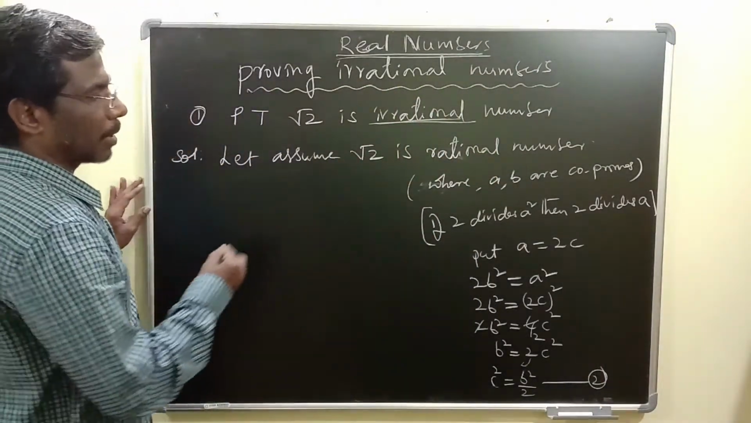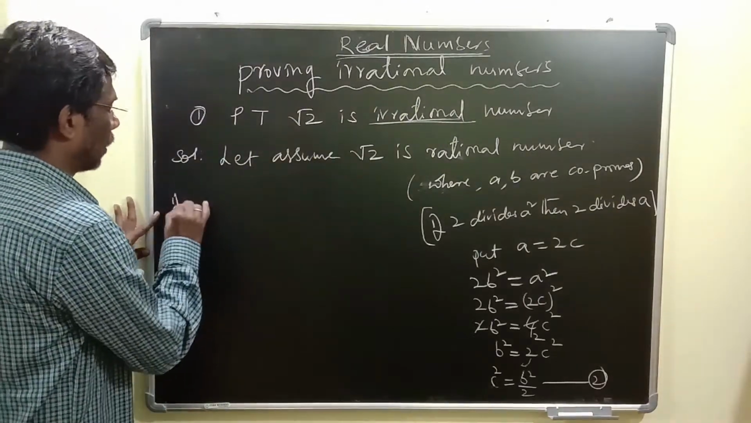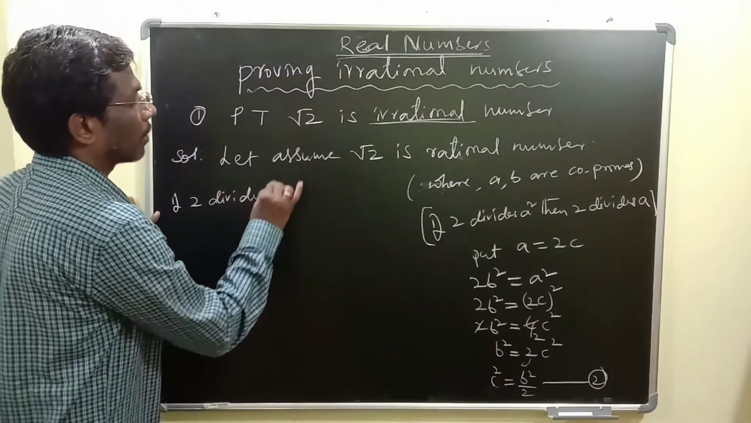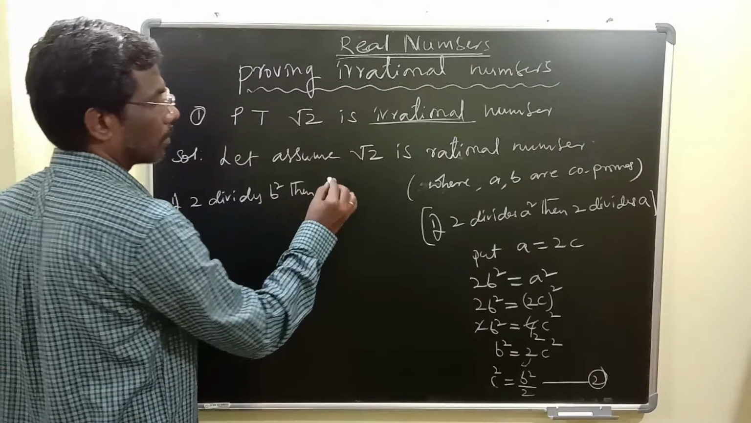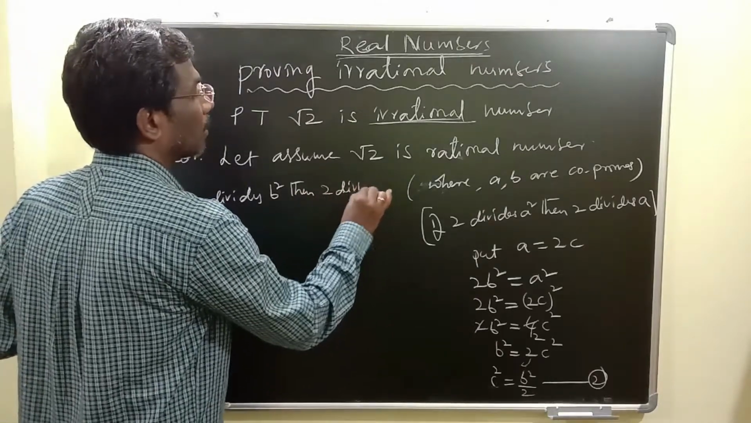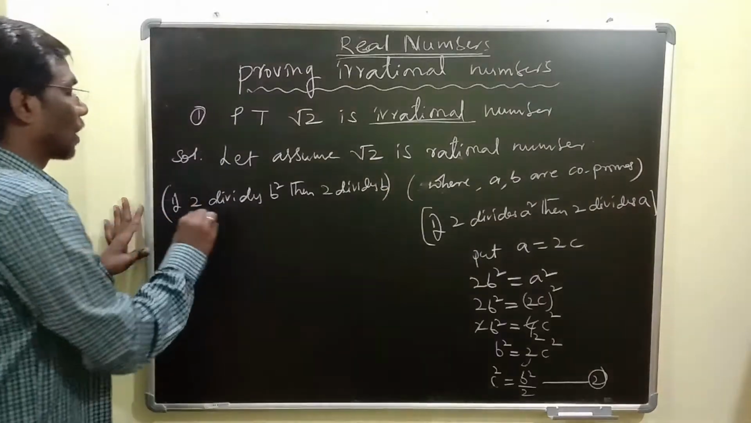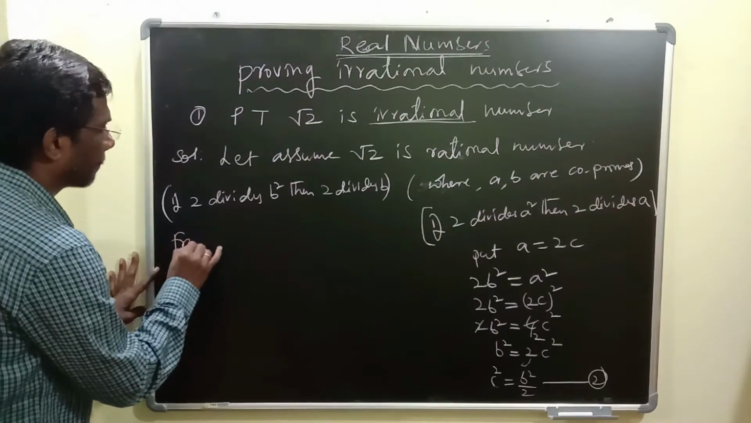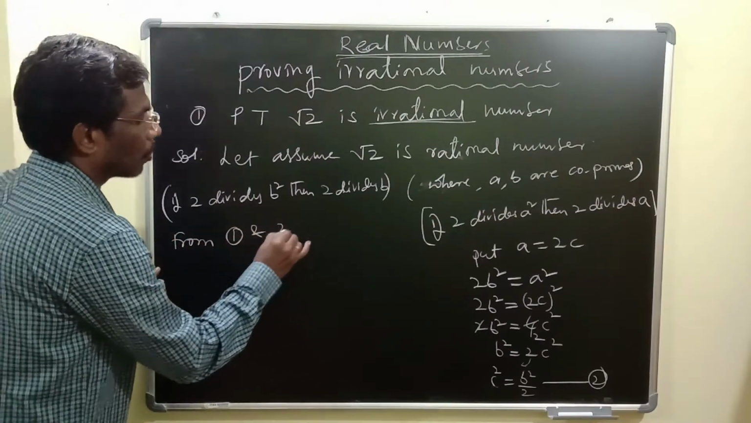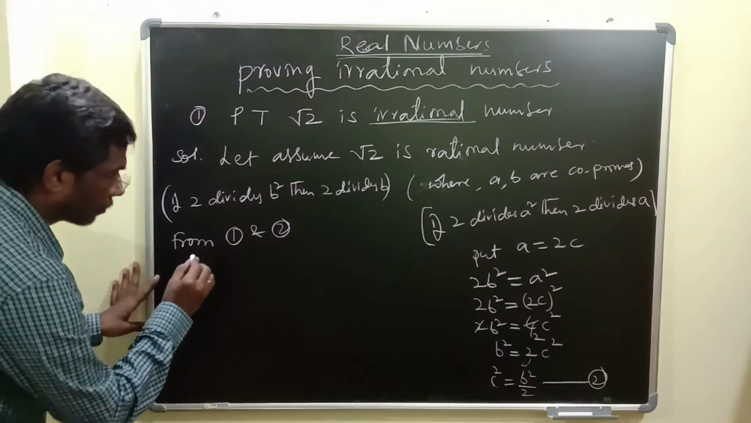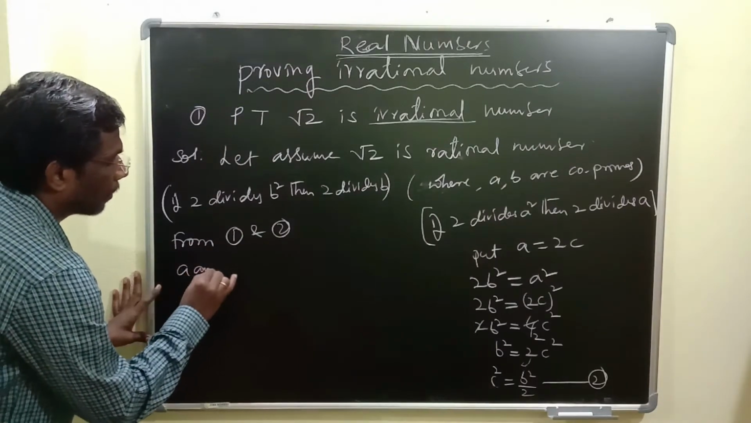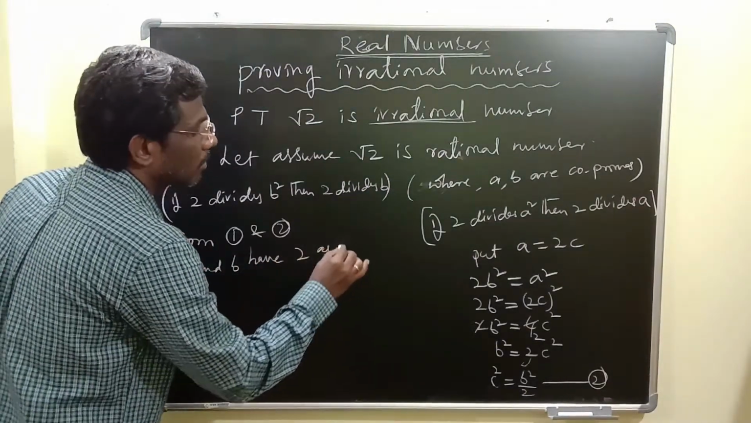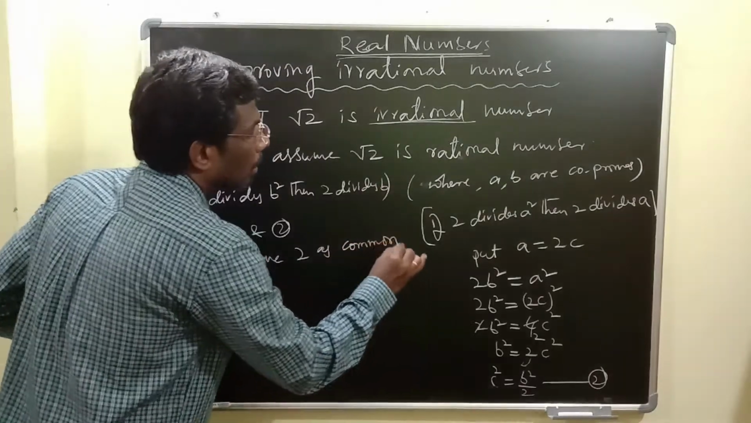So what is the second equation from the theorem? If 2 divides b square, then 2 divides b. If 2 divides b square, then 2 divides b. So from 1 and 2, a and b have 2 as a common factor.